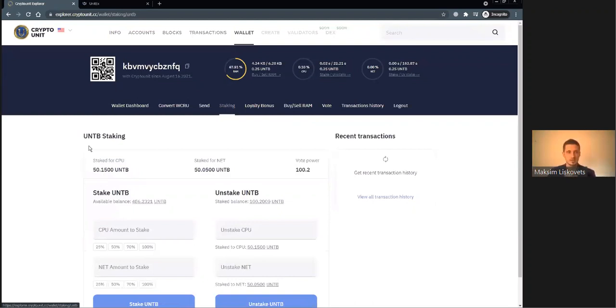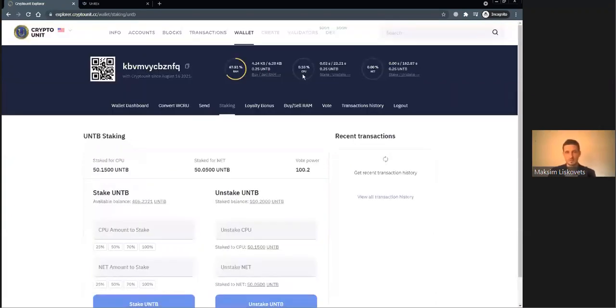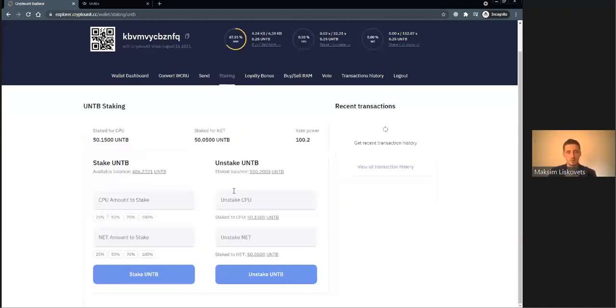For that, you can stake or unstake. You'll get to the same page in here. So it says UNTB staking. And we can see that currently I have staked 50 UNTBs for CPU and 50 UNTBs for net. I can stake a certain amount to increase CPU, the computational power of my wallet, my processor on the blockchain, and the network as such. And we can do it in here. And we can also unstake.